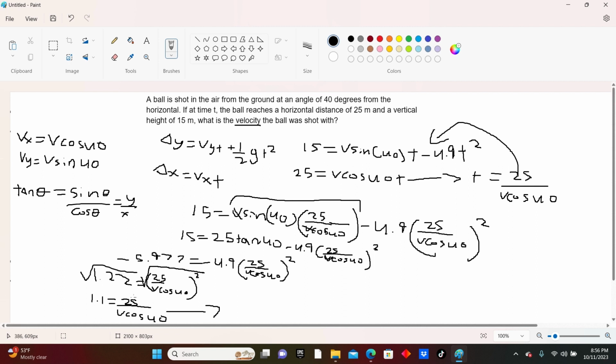And if we manipulate this, you'll get v equals 25 by 1.1 cosine 40. If you plug this into your calculator, you should get a value of 29.67 rounded. 67 meters per second. So yeah, that's our answer.